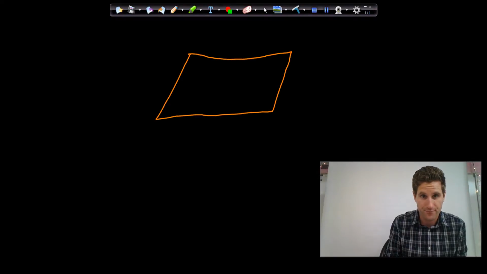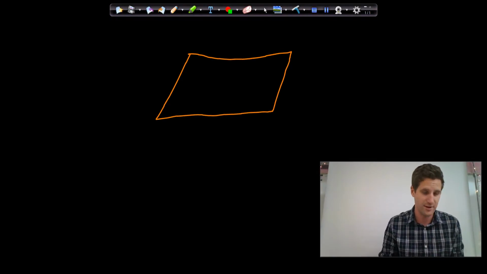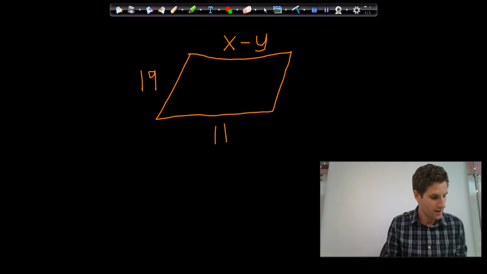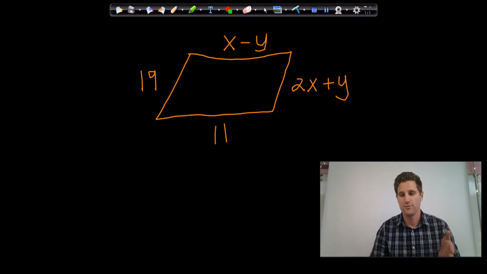And here we go. Alright, our first shape we're going to talk about is a parallelogram. That was an ugly parallelogram, but there it is. Okay, so we're given the following situation here. We get x minus y and 11. And we got 19 over here. And we get 2x plus y. Okay? So we want to solve for x and y.